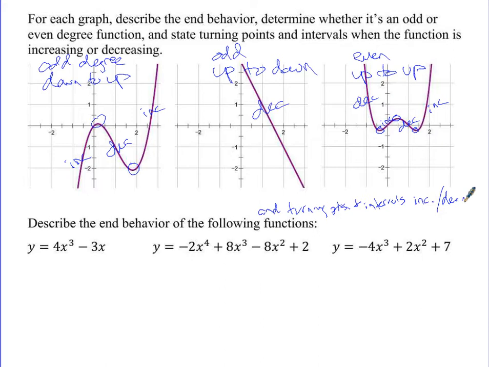So without graphing now, look at that first polynomial. Ask yourself, what is the degree of that polynomial? So it's odd. What is the leading coefficient? Positive. We have an odd positive polynomial. So what's the end behavior going to be? Down to up.